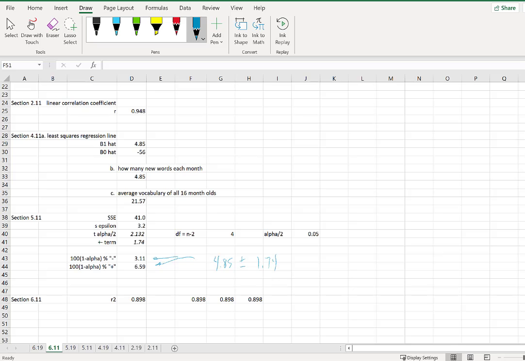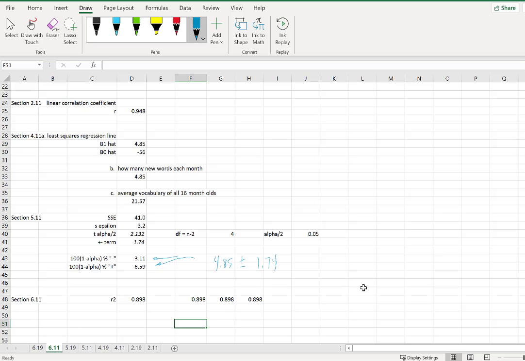Chapter 10, Section 6, number 11. We're still working with that same data from exercise 11 of section 2. Compute the coefficient of determination and interpret its value in the context of age and vocabulary. So the coefficient of determination was that r squared, and there are multiple ways of calculating that based on data available. Let's jump back over to Excel where I have been calculating things.